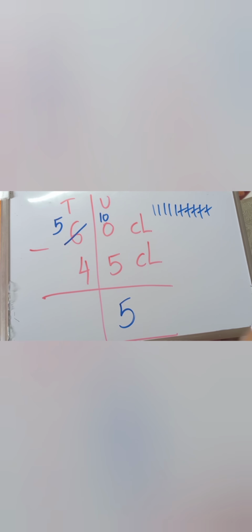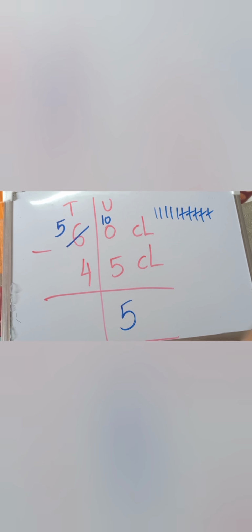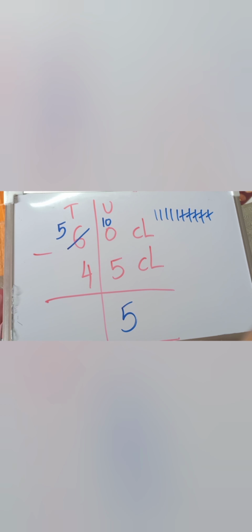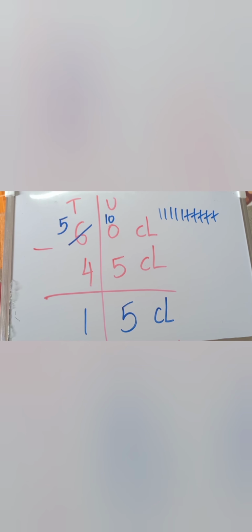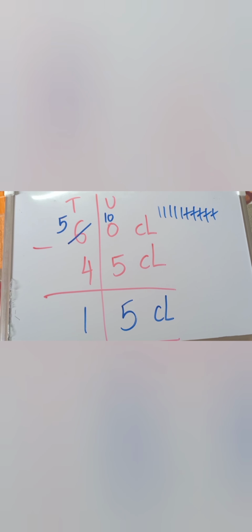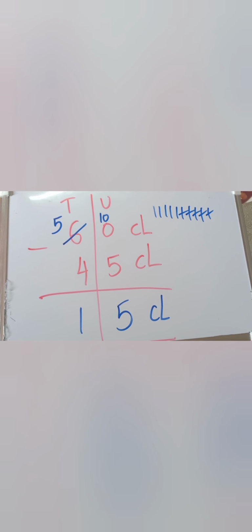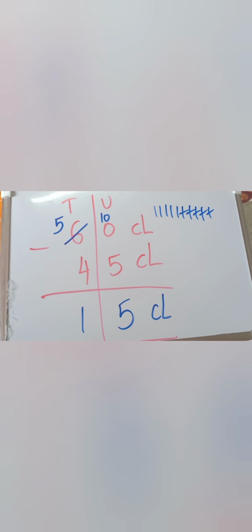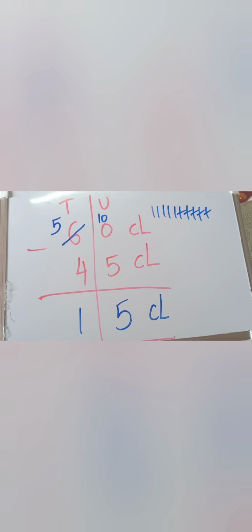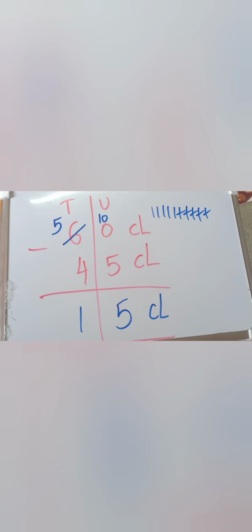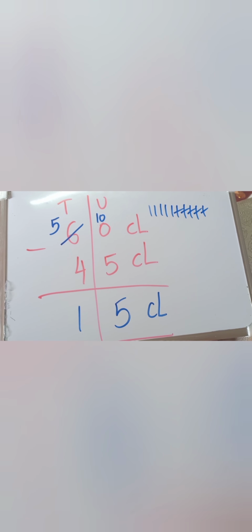10 minus 5 is equal to 5. And in the tenths column we have 5 minus 4. It gives us 1. So the answer is 15 centiliters. 15 centiliters of milk left in the bottle. 60 centiliters minus 45 centiliters is equal to 15 centiliters.